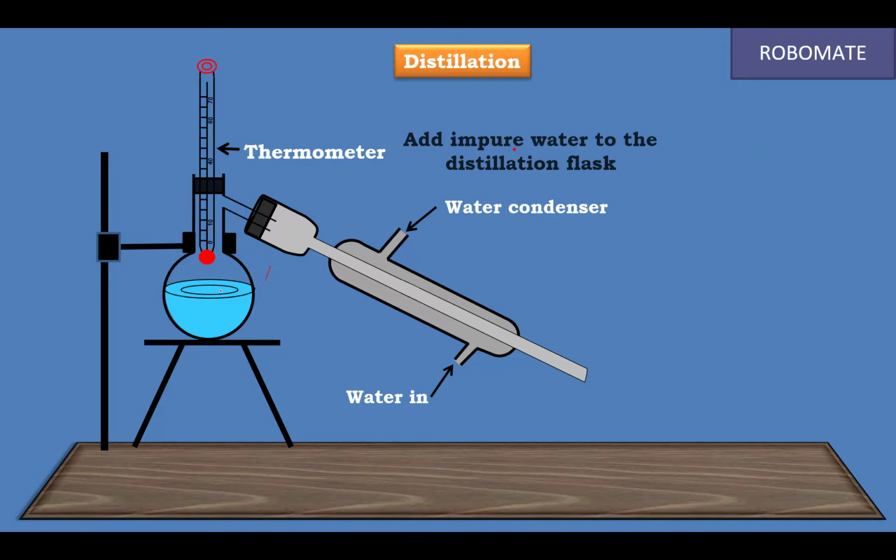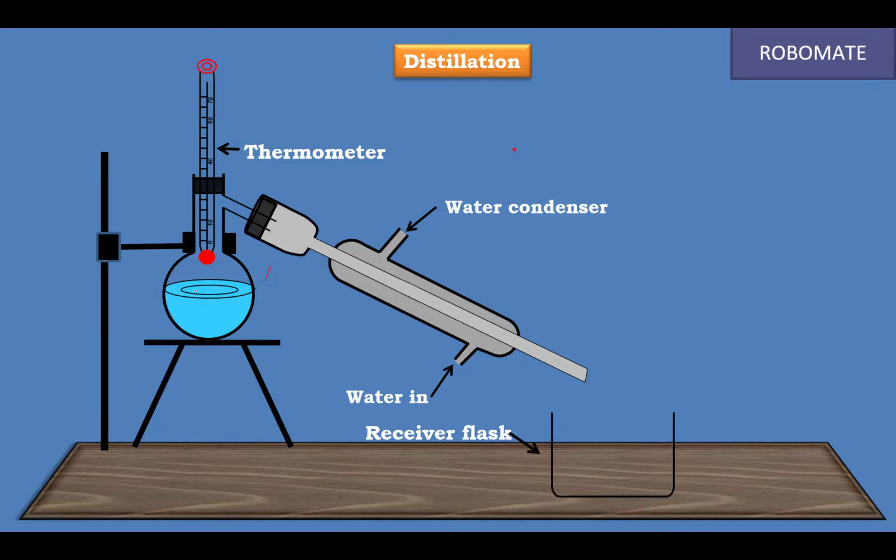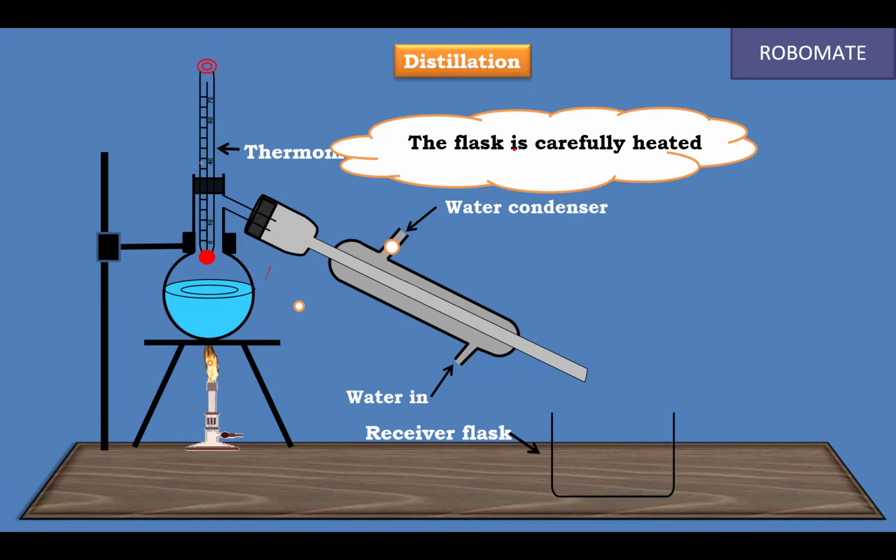Look here, beta. Pay attention. Now here I have taken a container to collect the pure water. And now look, I'm heating from here. What will happen at 100 degrees? Pure water will form vapors. But will the impurity form vapors? So look now, who is forming the vapors? The flask is carefully heated. We are heating it very carefully. So now look what will happen.